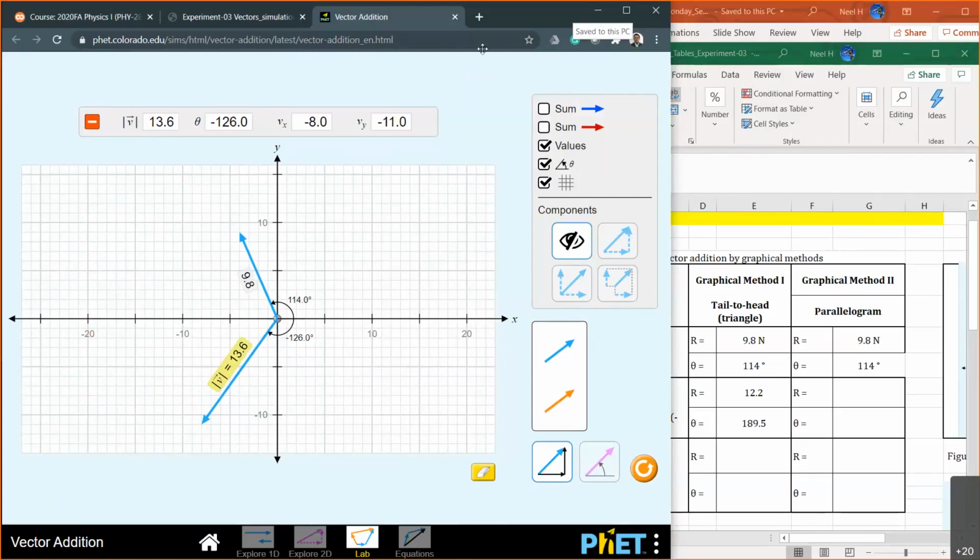Now you can try to complete the parallelogram for this one. Try to complete that. Okay, question?